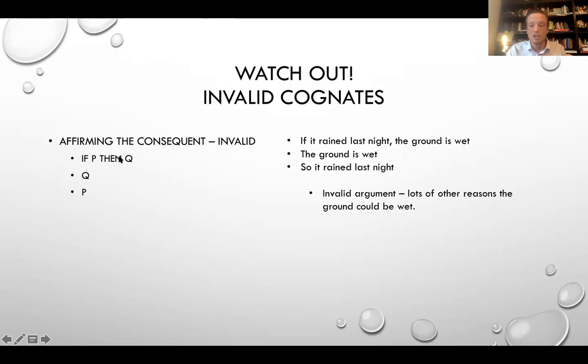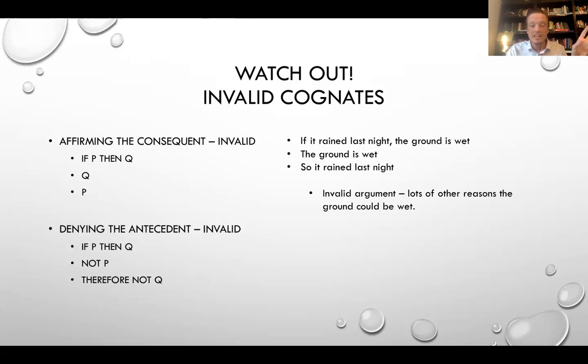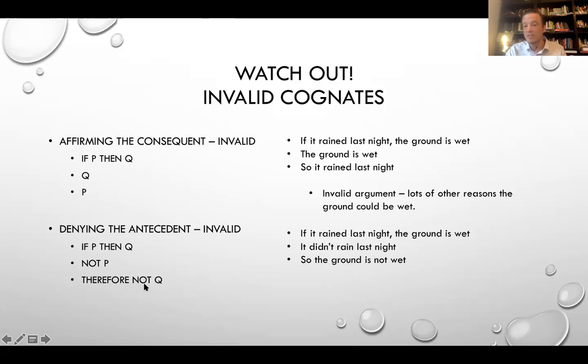The other one that you've got to watch out for is denying the antecedent. That's always going to be invalid too. So if P then Q, not P, therefore not Q. Again, watch this. If it rained last night, then the ground is wet. It didn't rain last night, so the ground is wet. Again, this could be true, that if it rained last night, the ground is wet. That one might be true.